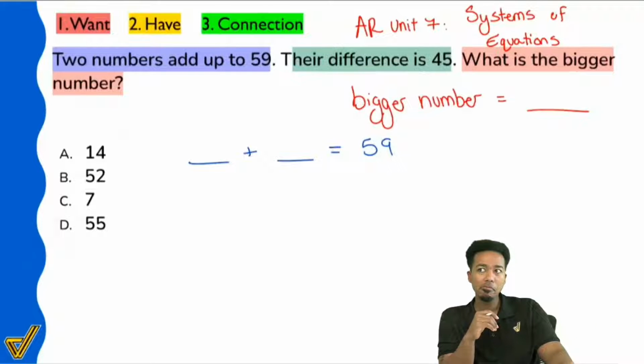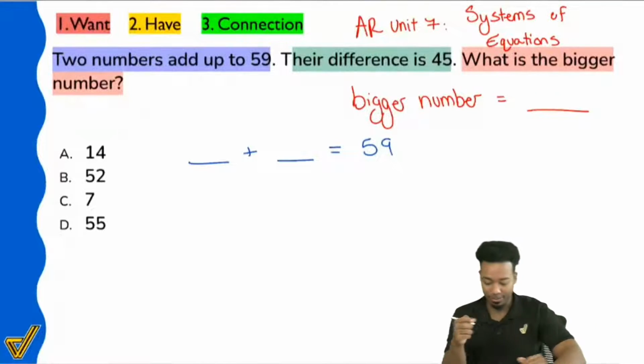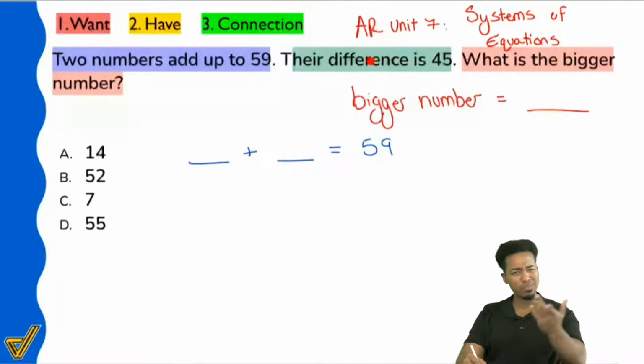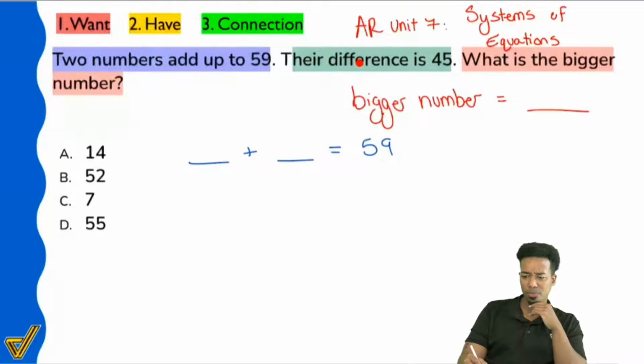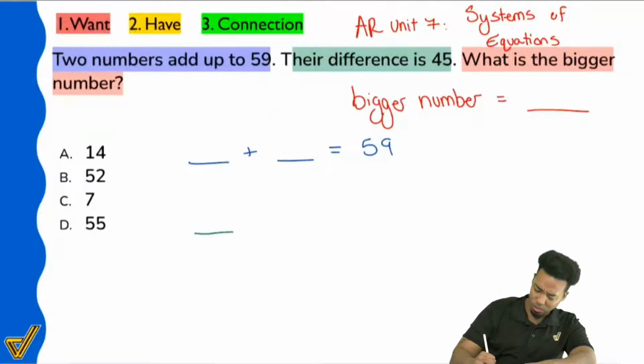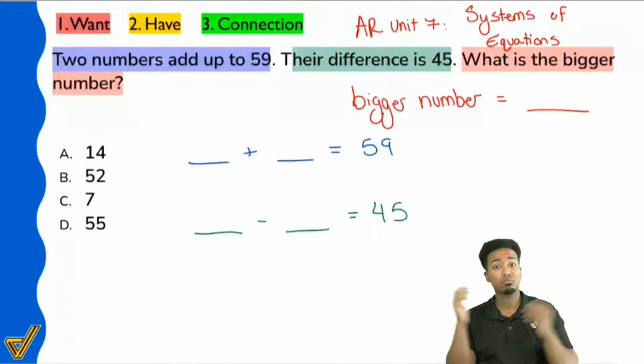Okay. The next sentence right here in green, their difference is 45. Everyone, what does the word difference mean? We have to understand that. Landed, thank you. Yeah, difference meaning subtraction. So is it fair to say that in green, we could say the bigger number minus the smaller number equals 45? Is that fair?